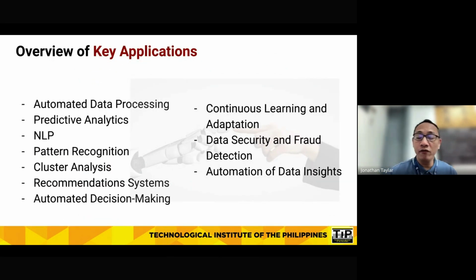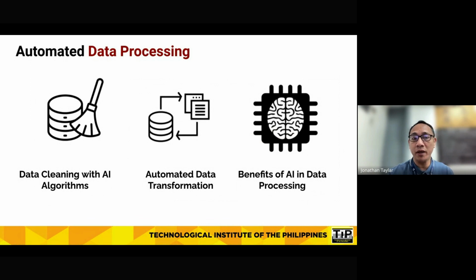So here is an overview of the key applications of AI in data analytics. We'll talk about them one by one, including automated data processing, predictive analytics, NLP, pattern recognition, cluster analysis, recommendation systems, automated decision making, continuous learning and adaptation, data security and fraud detection, and automation of data insights. Let's first talk about automated data processing.